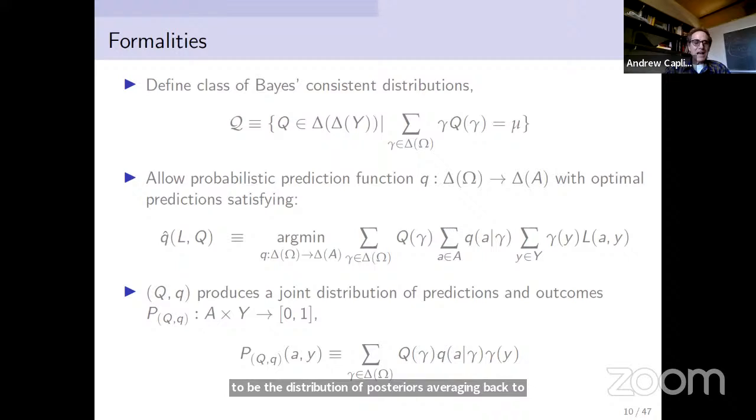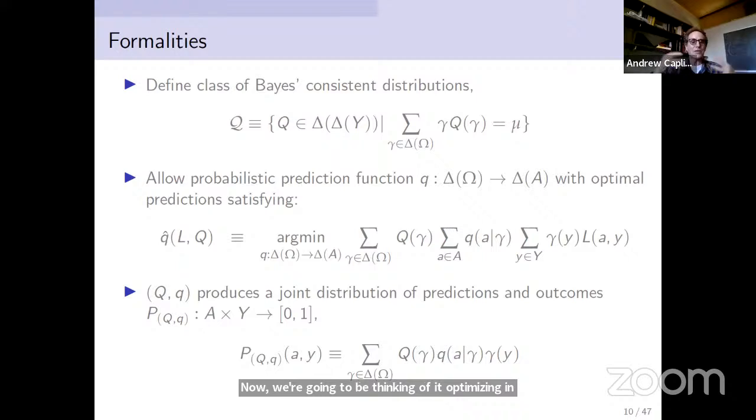We're going to imagine that the algorithm has a probabilistic prediction function, which says for any posterior it ends up with, it ends up producing a Q of A given gamma. How likely is it to pick A given gamma? It's a mixed strategy. Now, we're going to be thinking of it optimizing in its predictions.